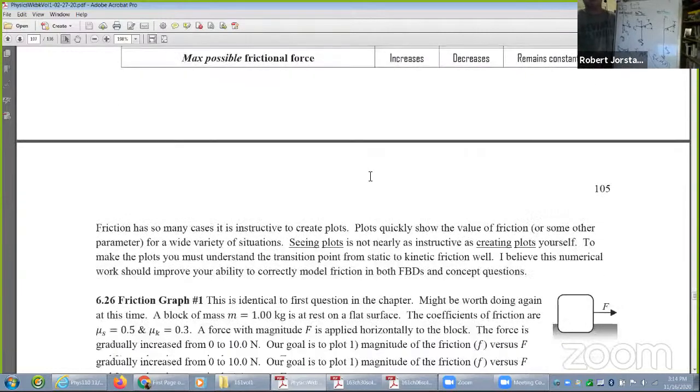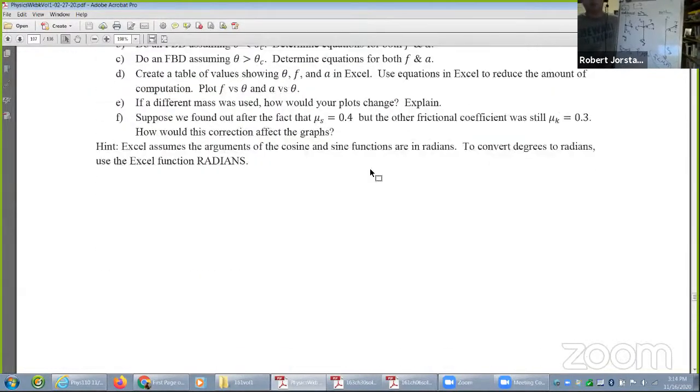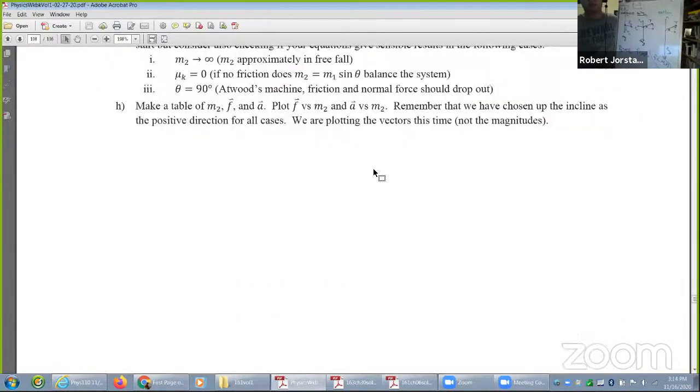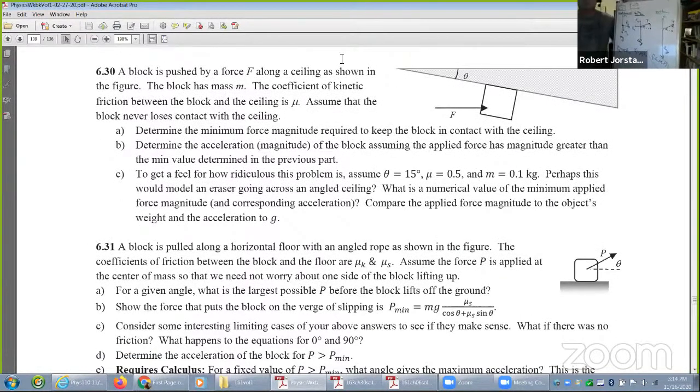Let's keep going though. These are the ones that you're not required to do. We'll do those in the next semester. But if you want to, you can, but they're pretty tricky. Here's one. You've got a block pushed with a force of magnitude F along a ceiling. This can actually happen. We're going to assume all the coefficients are there. Okay, so we've got mu there.